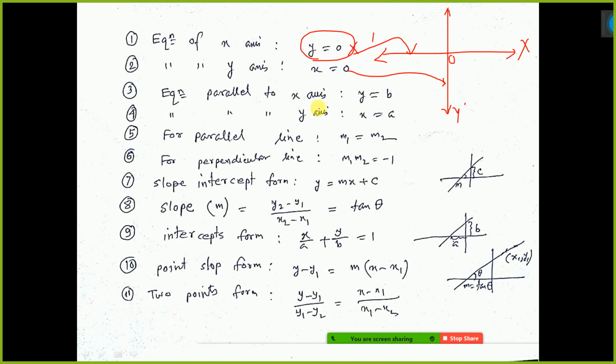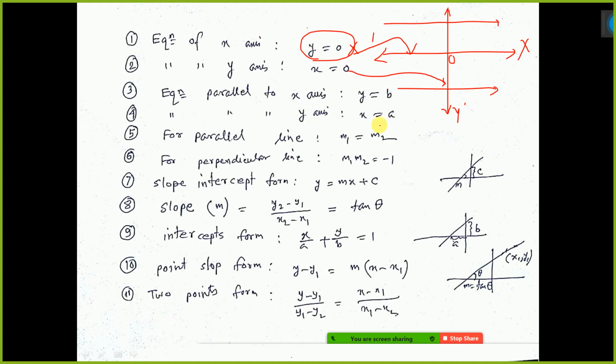Then equation parallel to x axis is y equal to b. Parallel to x axis means this is x axis. Its parallel line is this one. It will be, sorry, y equal to b. Another line also maybe, let's say line is here. This is also parallel to x axis. So this is also y equal to b. Now depending upon the value of b, the line will be different.